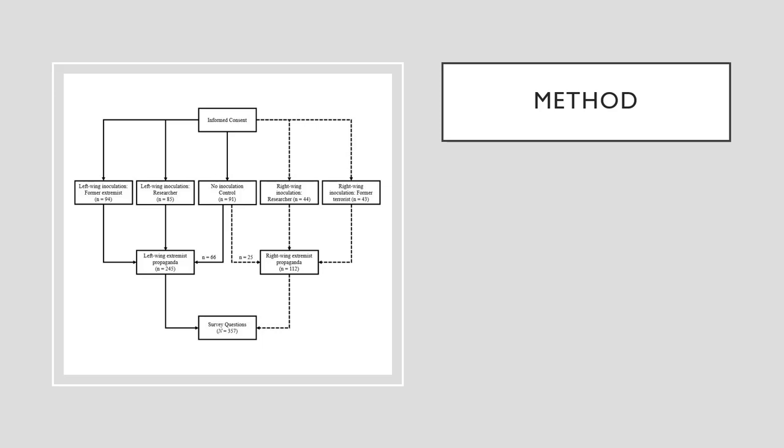Now, the dotted lines in the schematic here indicate that only white participants were allowed to go into those cells because the right-wing propaganda was related to white nationalism. The left-wing propaganda was related to anarchism, essentially, or extreme left-wing ideologies.